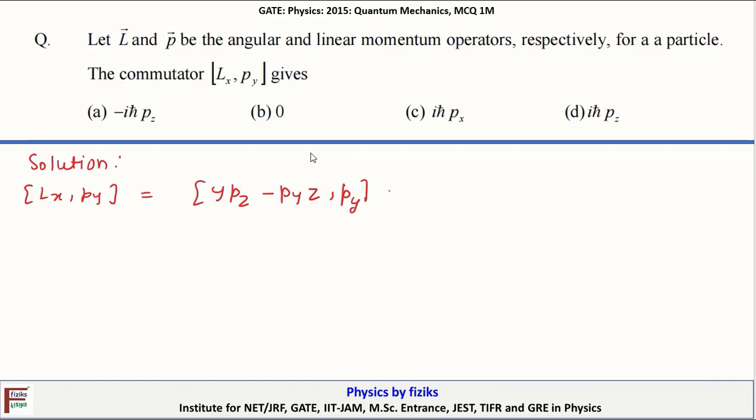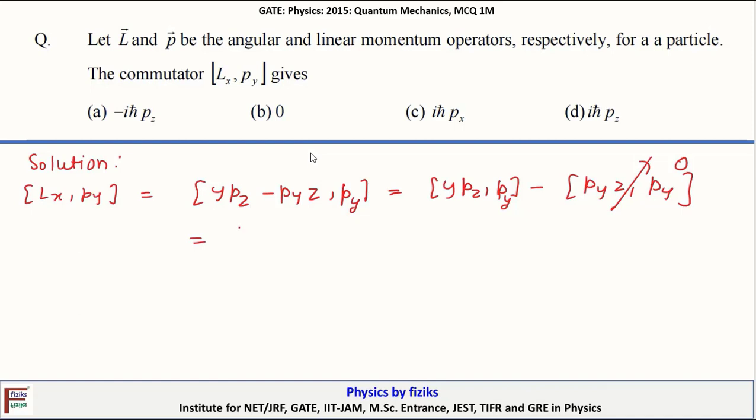So we can express y pz py minus py z py. The value of the commutator of this would be 0, as there is no term: either y py should be there or z pz should be there. So we are left with this commutator only.